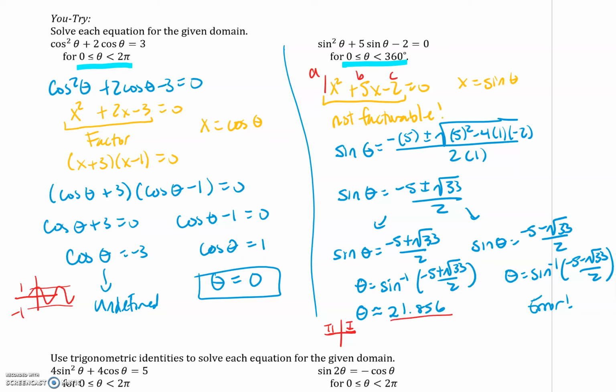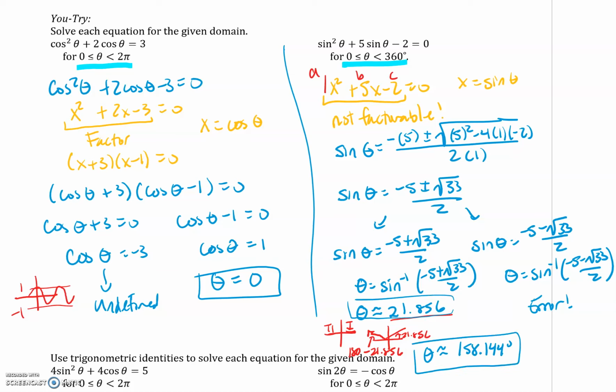Well, this 21.856 is in the first quadrant, right? Then where would it be in the second quadrant? We want to do the reflection. So what we're going to do here is basically do 180 minus that 21.856. And that will give me the value that I'm looking for. So theta is not only 21.856, but theta is also approximately 158.144 degrees.